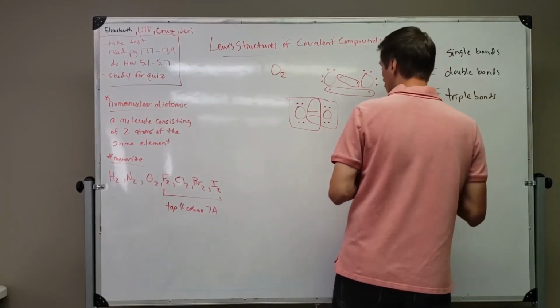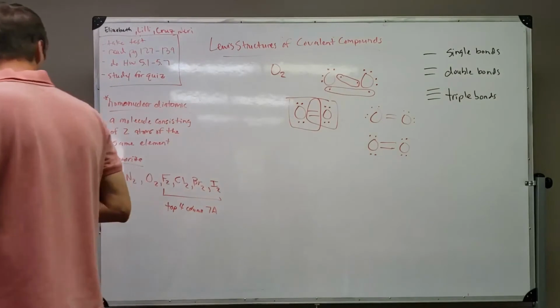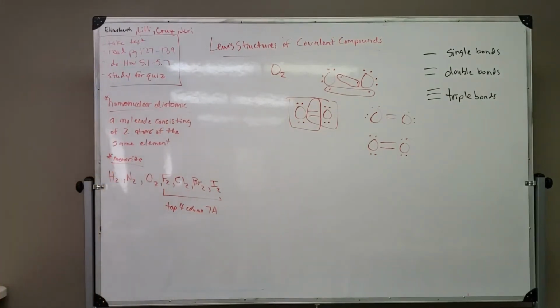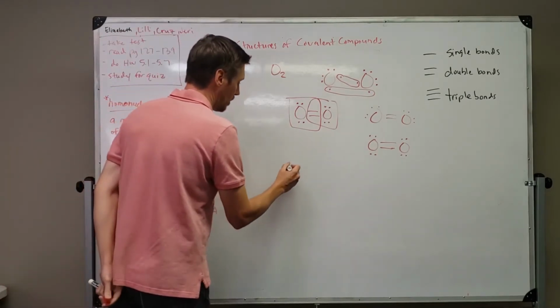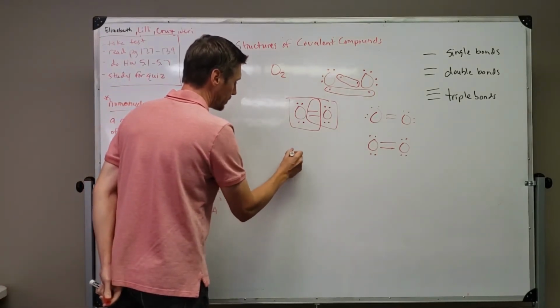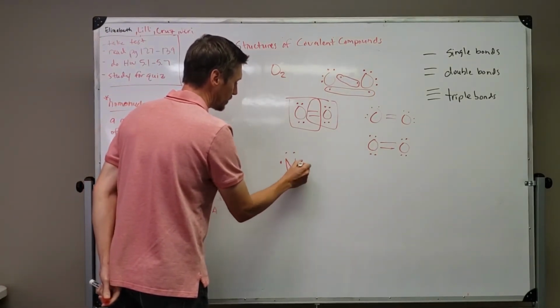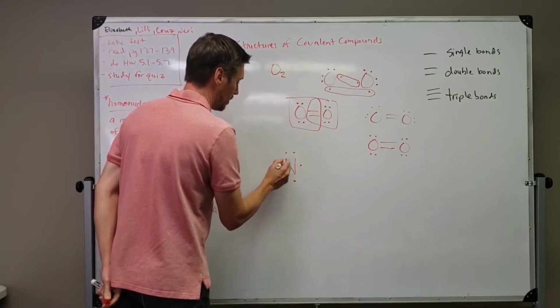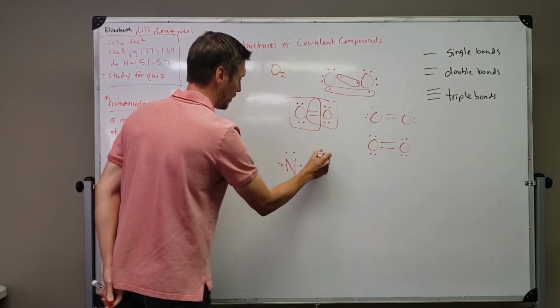So there's another homonuclear diatomic that we could draw its Lewis structure to see one of those, and that would be nitrogen. So nitrogen is in column 5A. So nitrogen has 5 valence electrons.